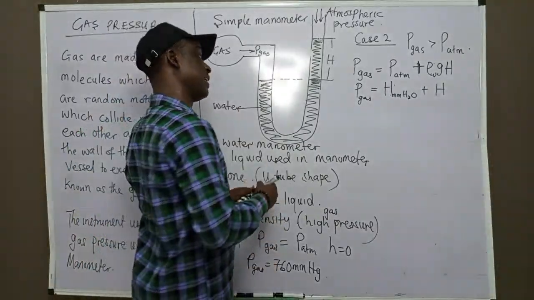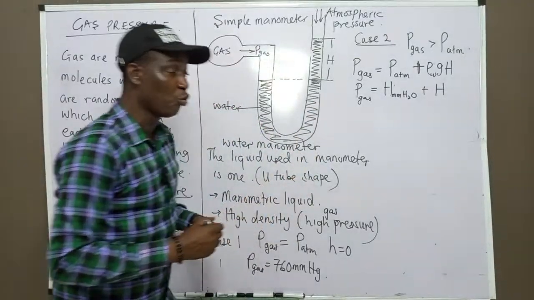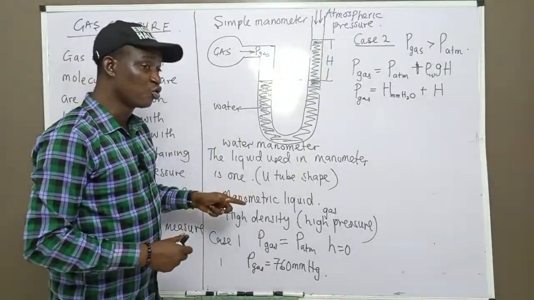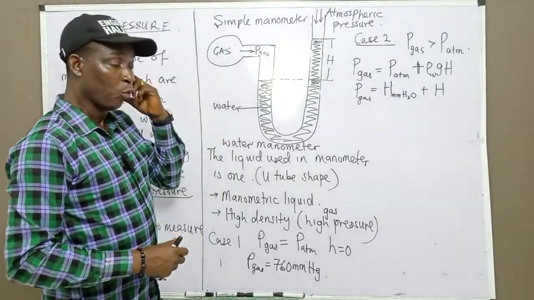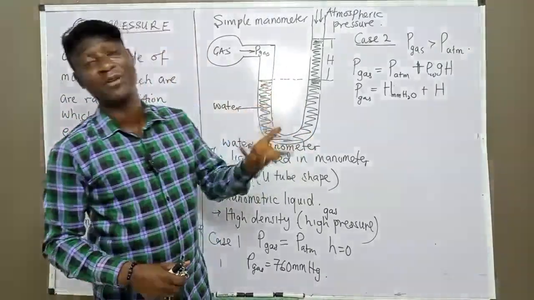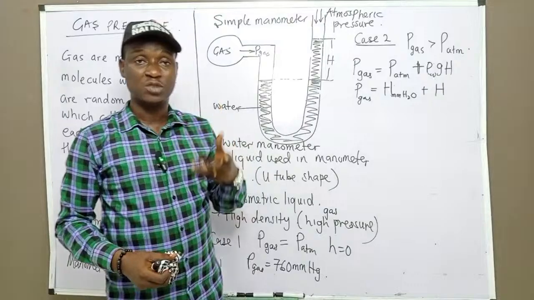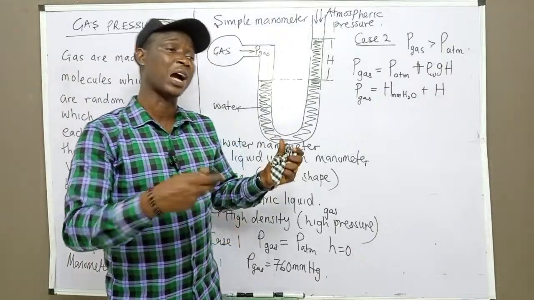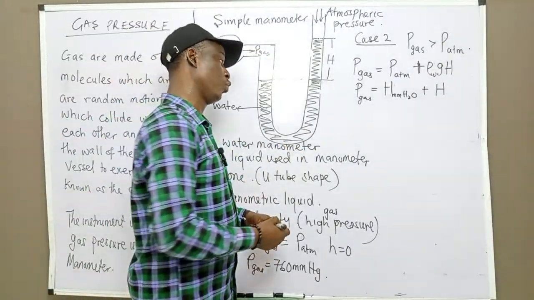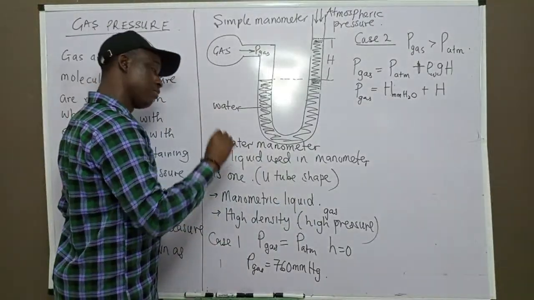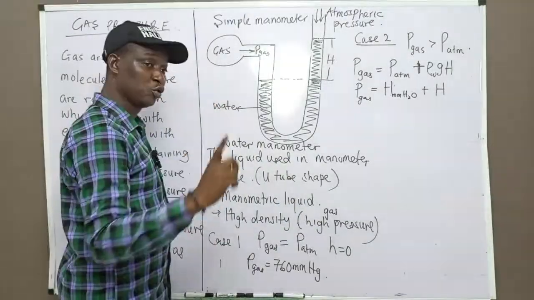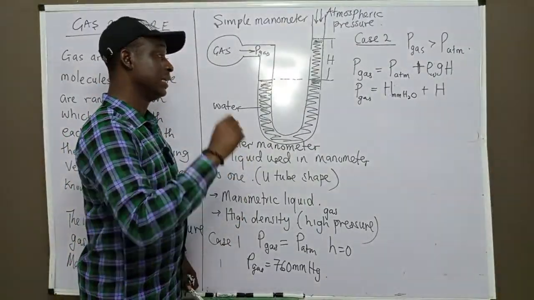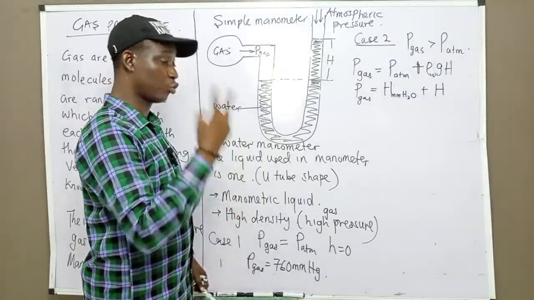Now, don't forget that a manometer can be used to measure relative density. But listen, the liquids that will be used there will be two. One will be the reference liquid. Most of the times, the reference or standard liquid that is used is water. The other one would be the unknown liquid, which can be alcohol or any liquid at all. So note that when you use a manometer to measure gas pressure, we use one liquid. But when it is used to measure relative density, we use two liquids.